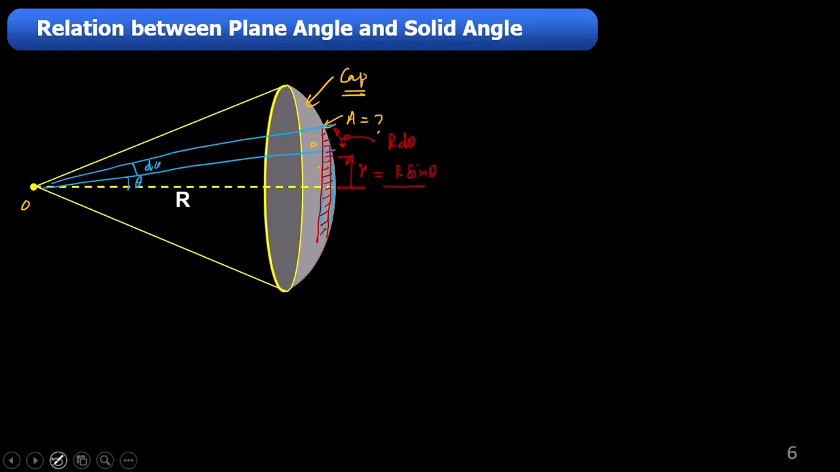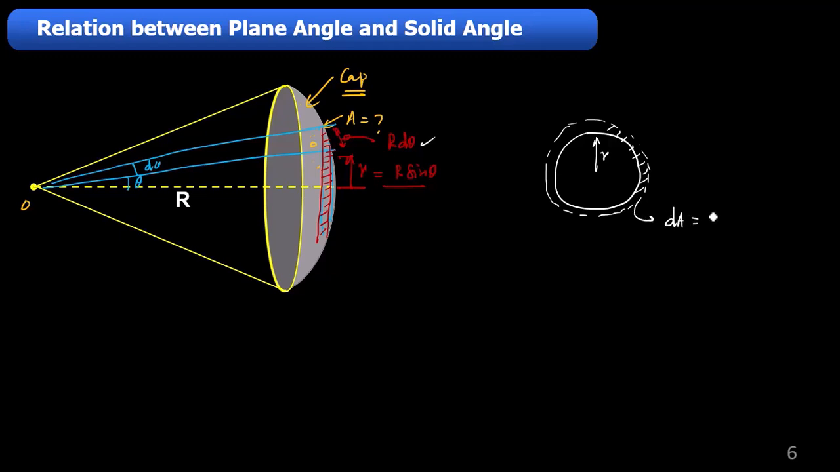Once I get the geometry of the ring, this is the ring that I am talking about, whose width is r times d theta and whose radius is r sine theta. Now I want to calculate the elemental area of this ring. What is the area dA? That should be equal to 2 pi small r into capital R d theta, the thickness of the ring. Putting the value of small r, that equals 2 pi capital R square sine theta d theta. So this is the elemental area that I am getting.